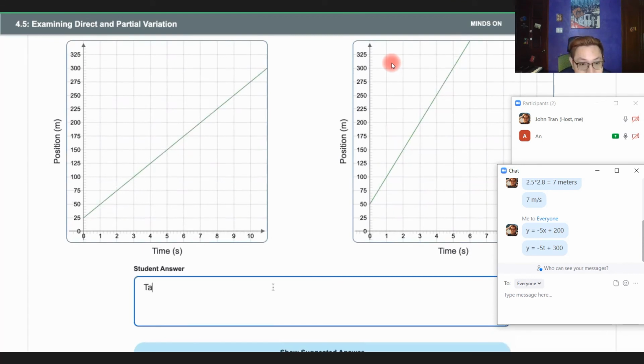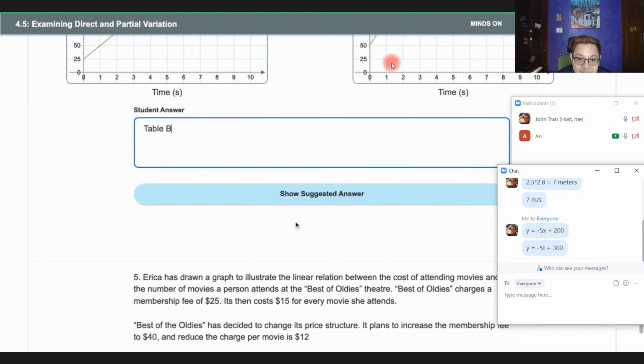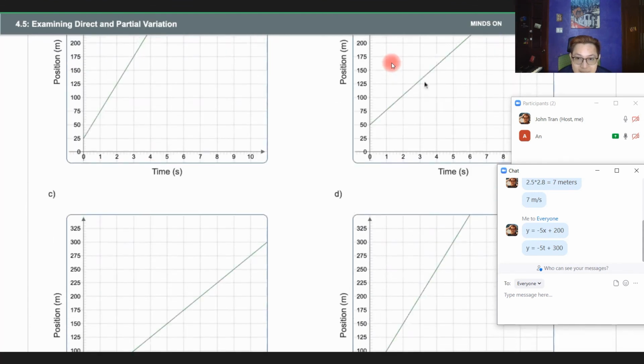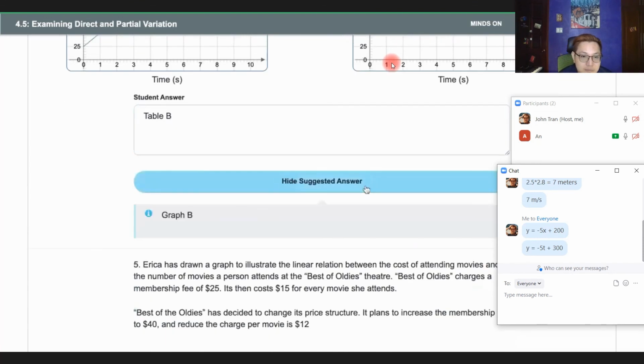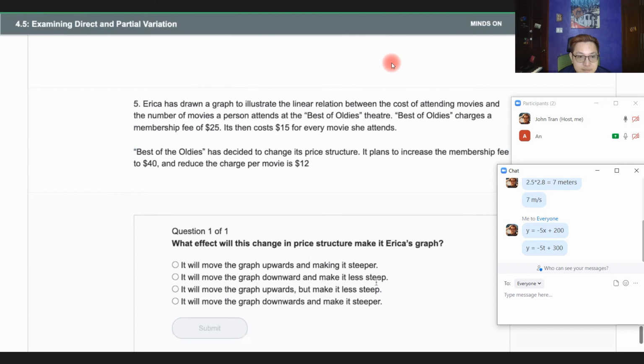Yeah. My answer is table B. Why? Because it starts from 50 and every second it's 25 meters away from you. Exactly like what they show, isn't it? Yeah. Okay. Good. Yep, table B. You're getting better.